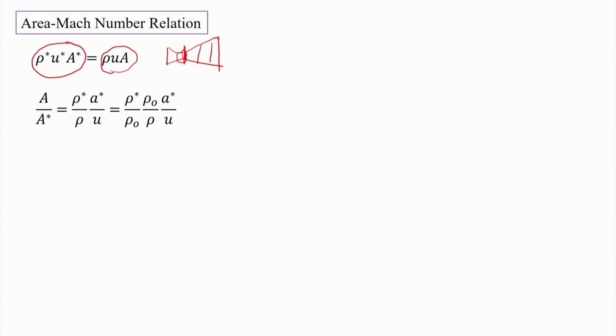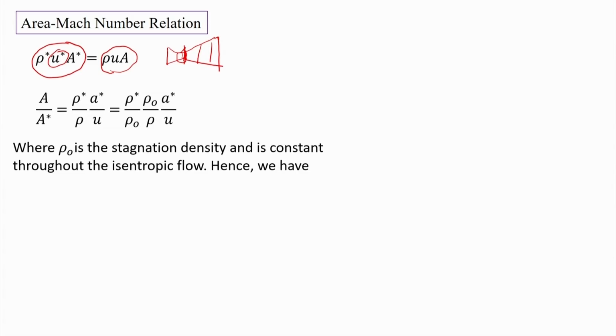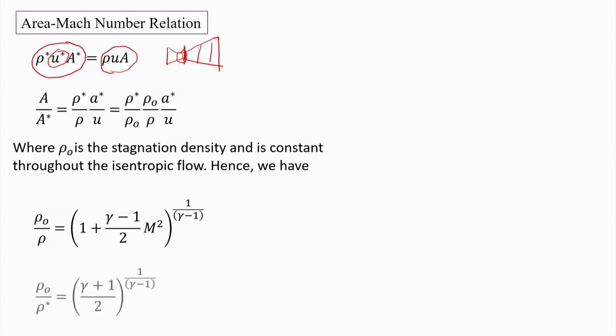Here u star is sonic velocity, since we have Mach number 1 over here. So this u star is basically a star. So this rho star by rho can be replaced as rho star by rho naught into rho naught by rho into a star by u. Here rho naught is the stagnation density at the inlet, and it is constant throughout the isentropic flow. Hence we have rho naught upon rho equal to [1 plus gamma minus 1 by 2 M squared] raised to 1 upon gamma minus 1. We derived this relation in our last class.